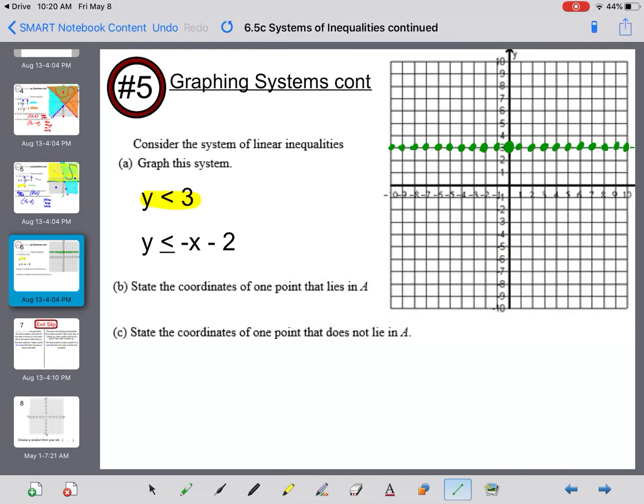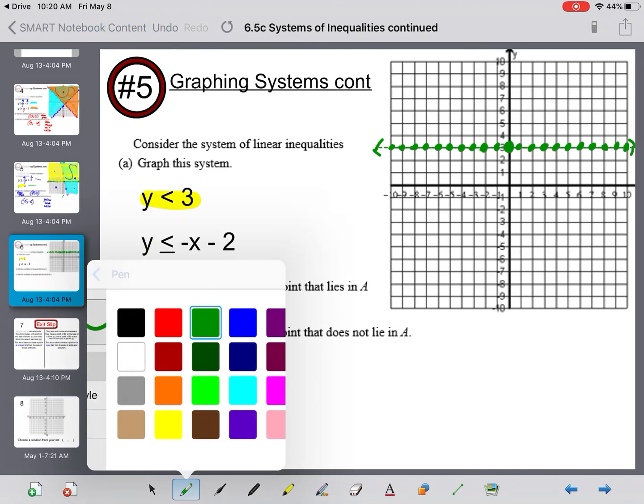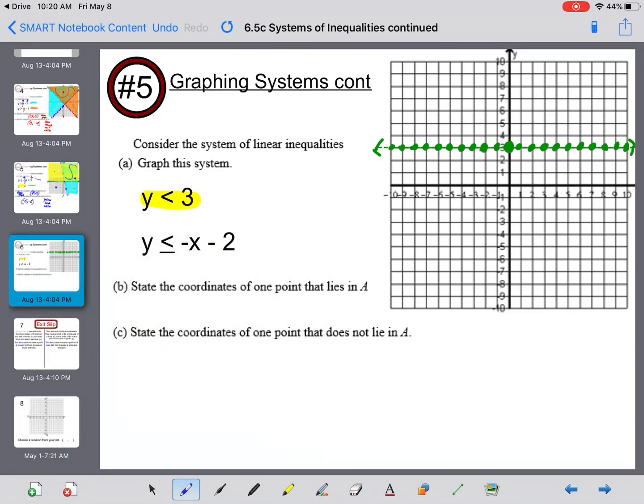And again now, less than means a dashed line. Alright, tough to see because the points are really close together, but that's okay. Dashed line. Next one, y is less than or equal to -x minus 2. Remember, that's -1/1, and we are starting at a -2. We're going to go down and to the right.